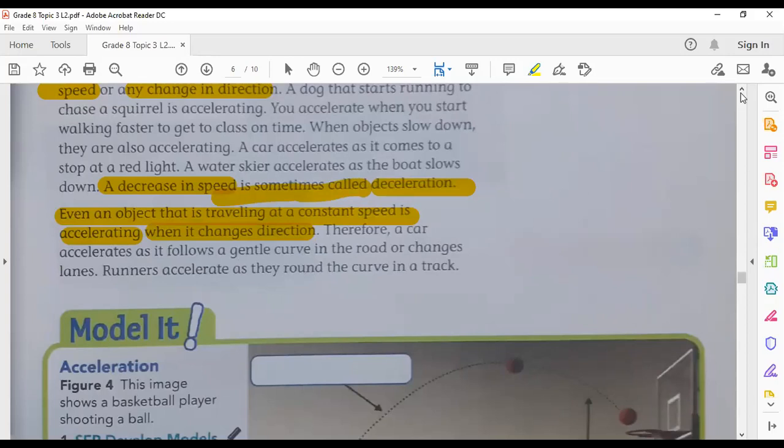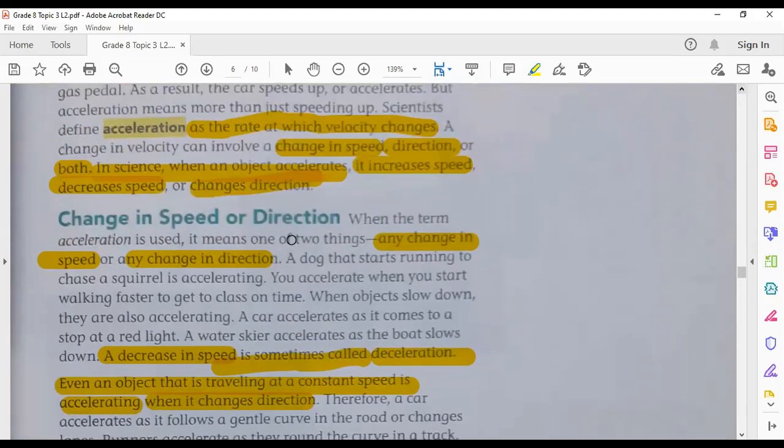So simply, acceleration means change in speed, increase or decrease, or change in direction. Understood? Yes. Fine.